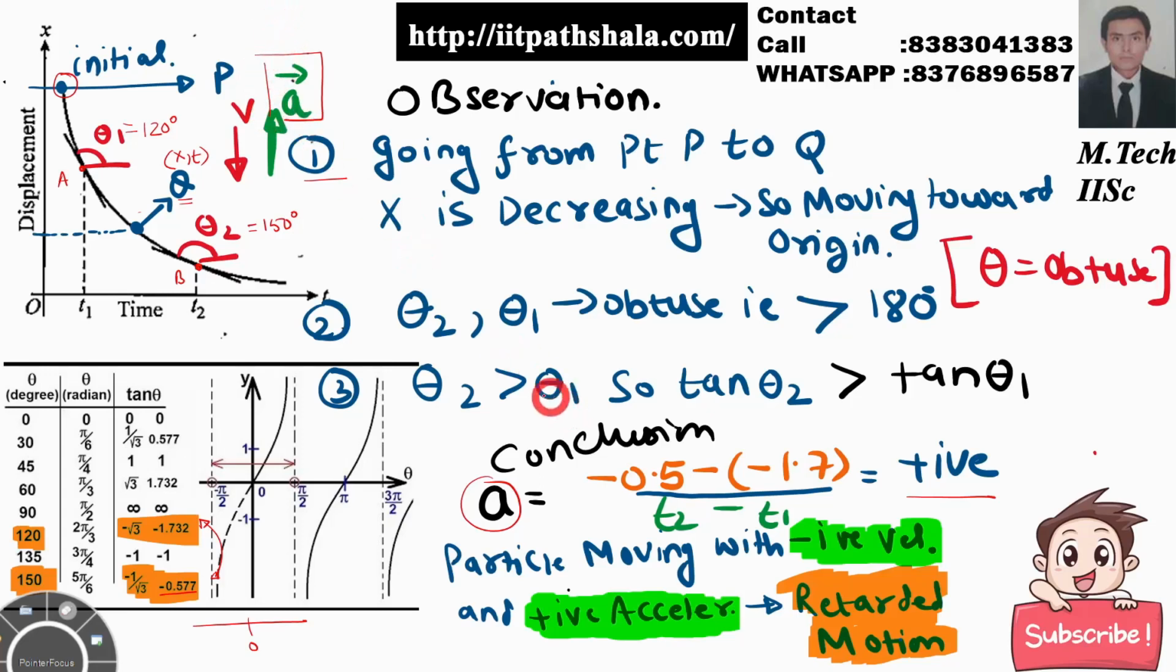Fine. And I'm having velocities as negative. It is in the negative direction. So velocity and acceleration are both in the opposite direction, as you can see. So I can say that this is the case of retarded motion, in which the particle is moving with negative velocity and positive acceleration. Fine with that.